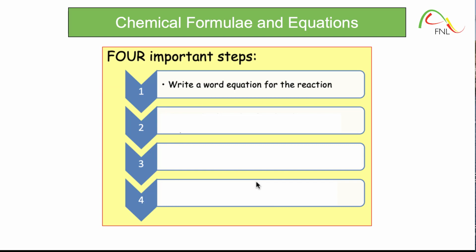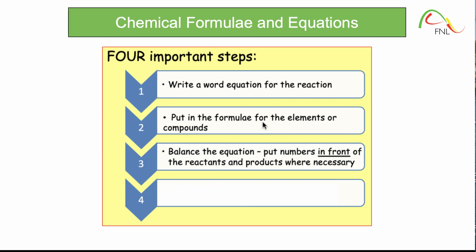Now, there are 4 steps to writing an equation. First of all, write a word equation for the reaction. Secondly, put in the formulae for the elements or compounds. Thirdly, the most challenging part, balance the equation. Put numbers in front of the reactants and products wherever necessary. Lastly, 4, perhaps the easiest bit, complete the balanced symbol equation using state symbols. Right, I think you're ready to look at some examples.